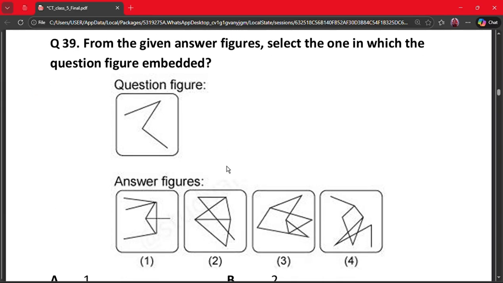The next question is question number 39. From the given answer figures, select the one in which the question figure is embedded. So this is the question figure. In answer figures, this and this. Yes. In answer figure 2, no, we cannot see this figure here. In 3, again we are not able to see this. And in 4, I'm really sorry, again answer is 3.